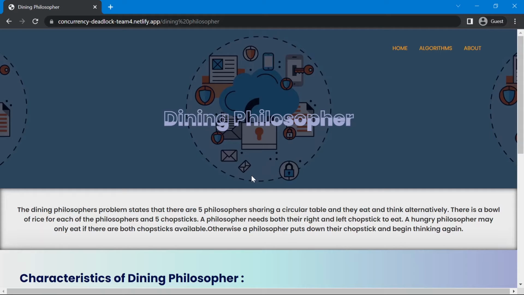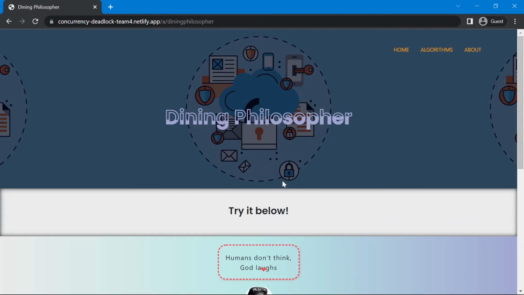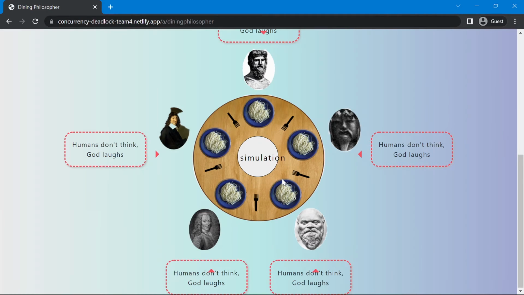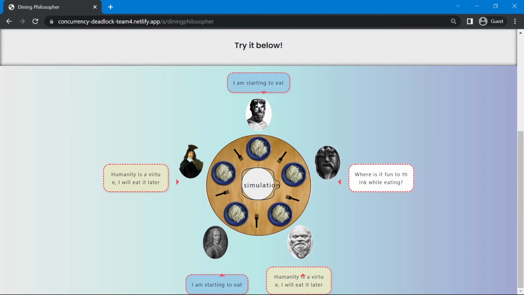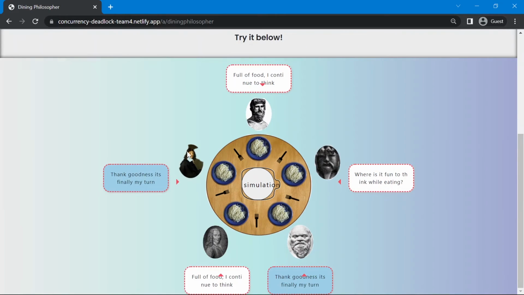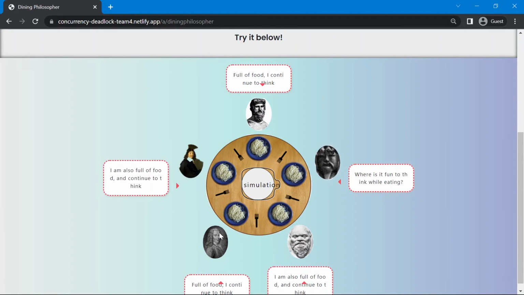So let's execute this algorithm. Here we have 5 philosophers and there are 5 spoons present on the table. Each philosopher needs 2 spoons to eat, otherwise they cannot eat. Let's simulate. Here we can see that this and this philosopher are eating and this philosopher is waiting. When the first and the third philosopher have taken their meal, then this and this philosopher will eat their meal and this one will eat afterwards.